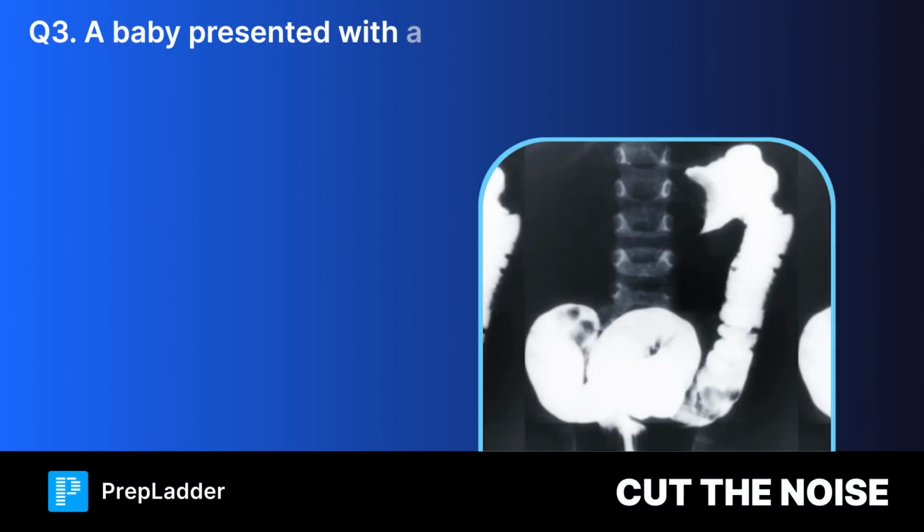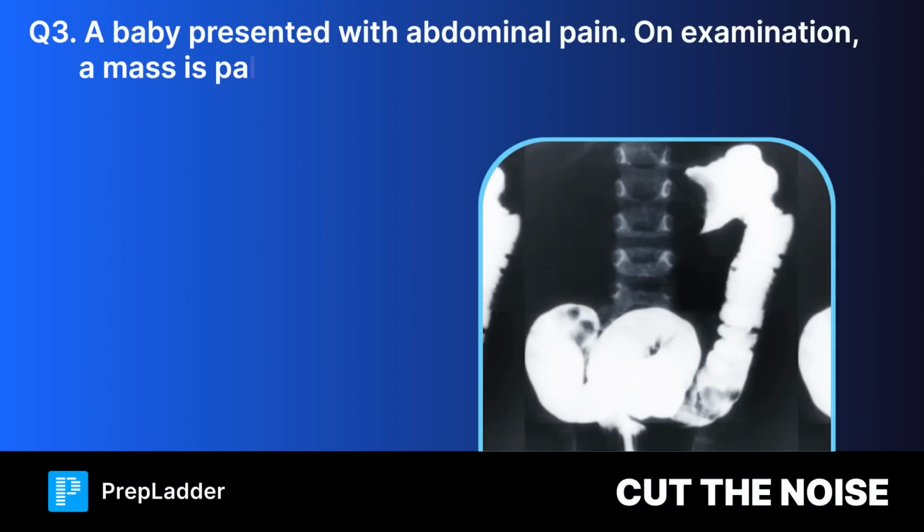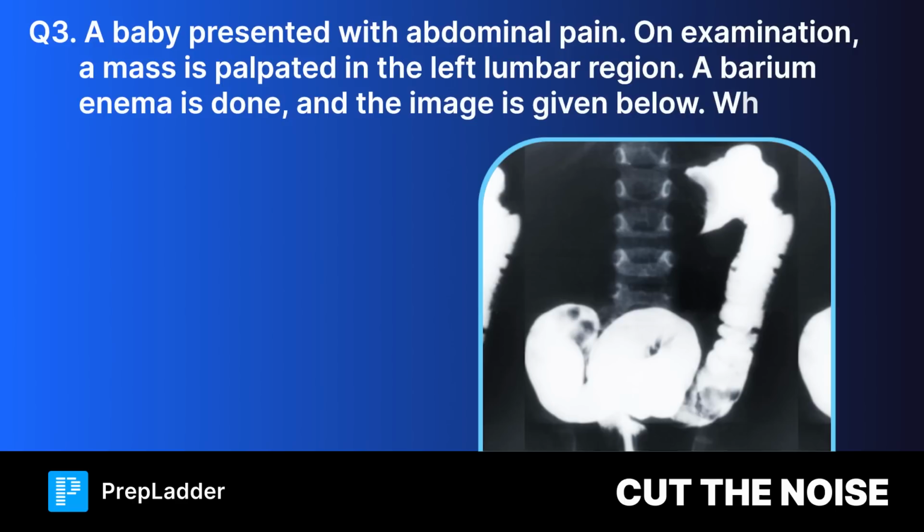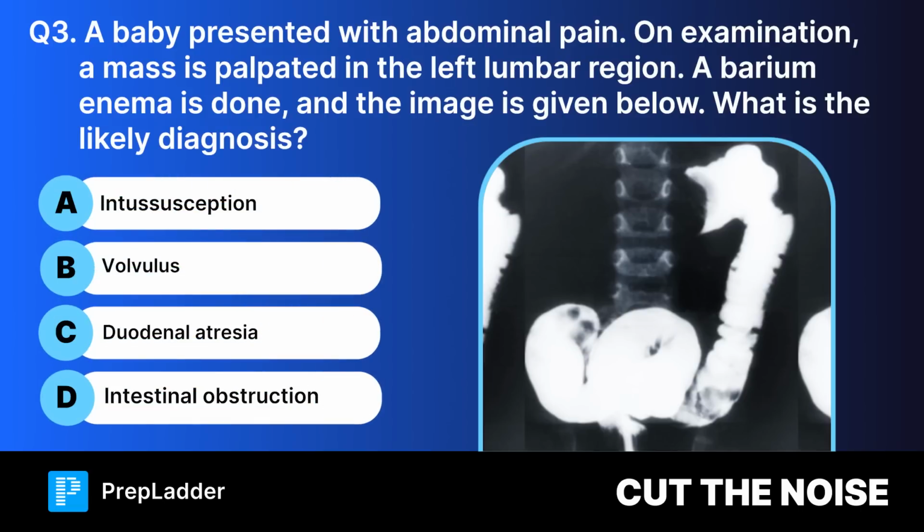Question 3. A baby presented with abdominal pain. On examination, a mass is palpated in the left lumbar region. A barium enema is done, and the image is given below. What is the likely diagnosis? Your options are. And the correct answer is intussusception.